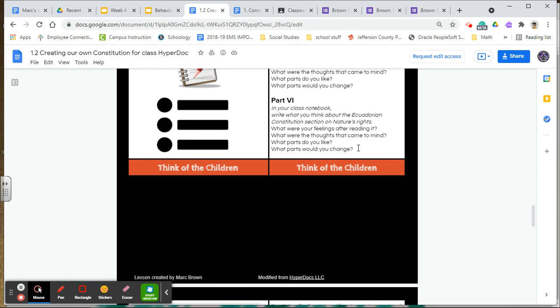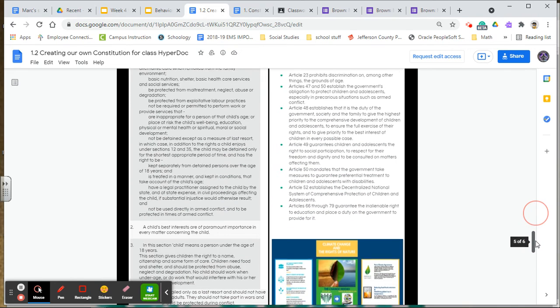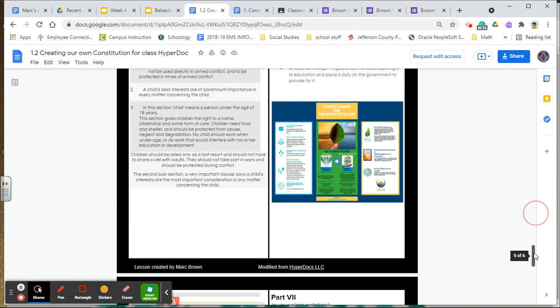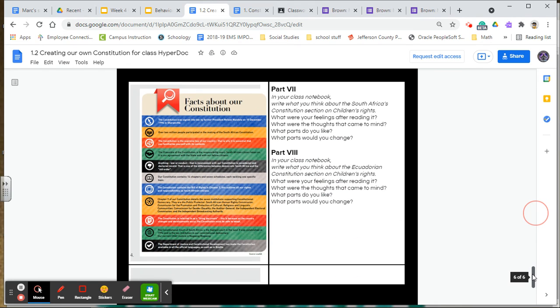So what does the preamble say for children in South Africa? What does it say in Ecuador? So what do they say about children? Does our Constitution cover children? Well, ours is kind of old. Children were more seen than heard, so there's not really a lot about protecting children. And then you're going to answer these questions about the children's section.